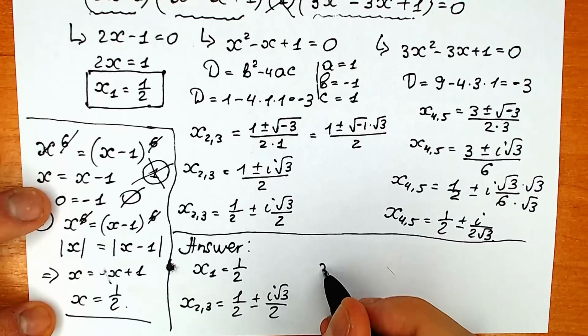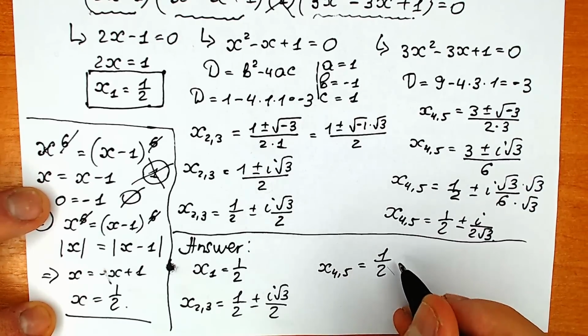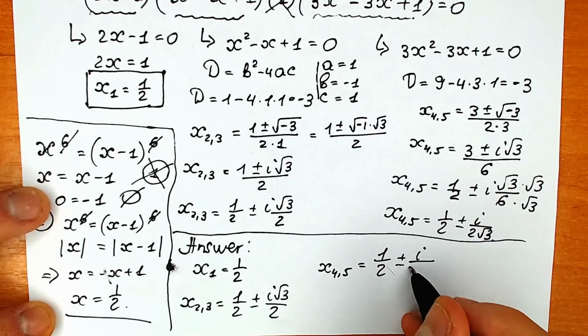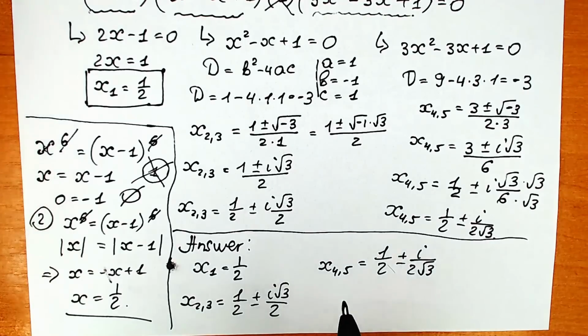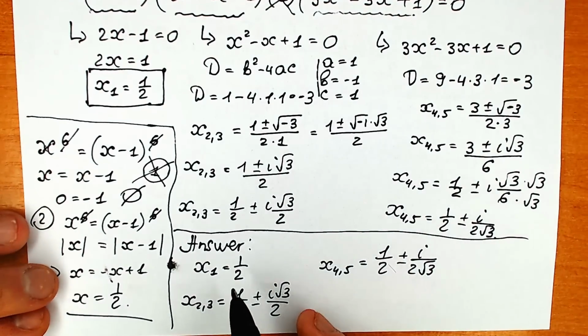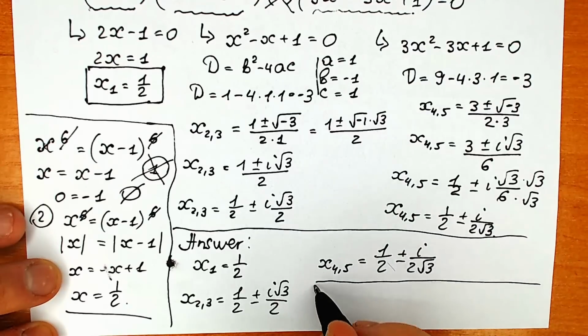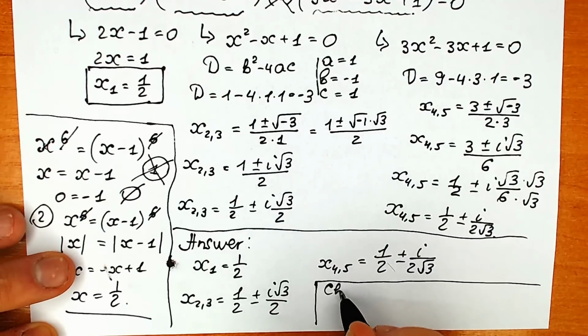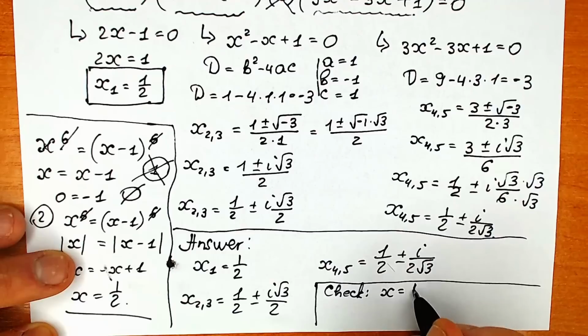We also have x fourth and fifth, which is equal to 1/2 plus minus i over 2 square root of 3. Okay, this is our answer to our question, and we can easily check this real quick, x equal to 1/2. I don't have enough space, so I hope I can easily check it right here. I will check x equal to 1/2, because it's really hard to check our complex roots, and we don't need it.